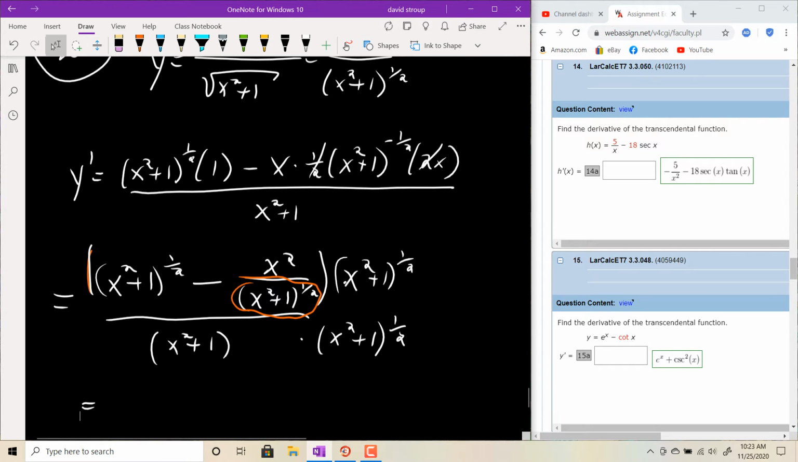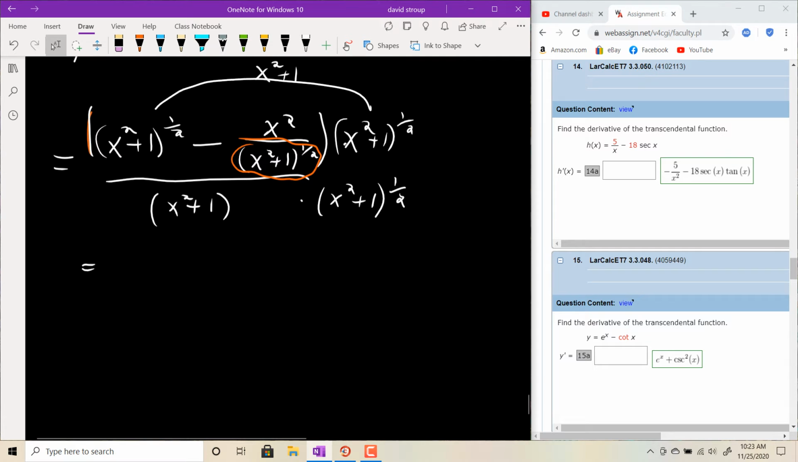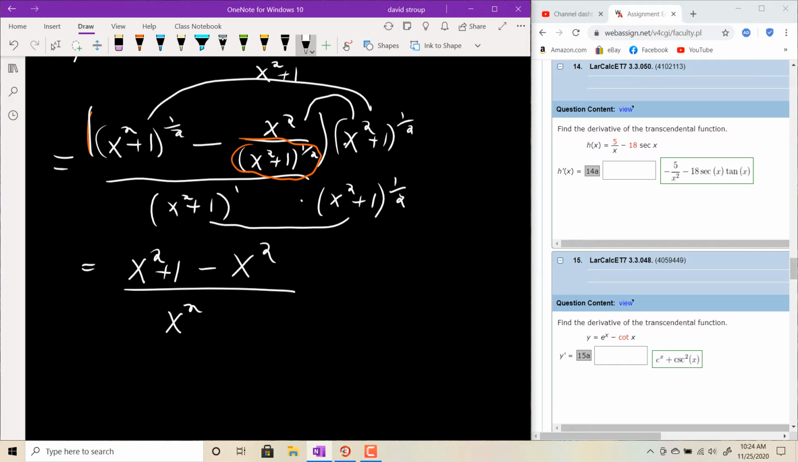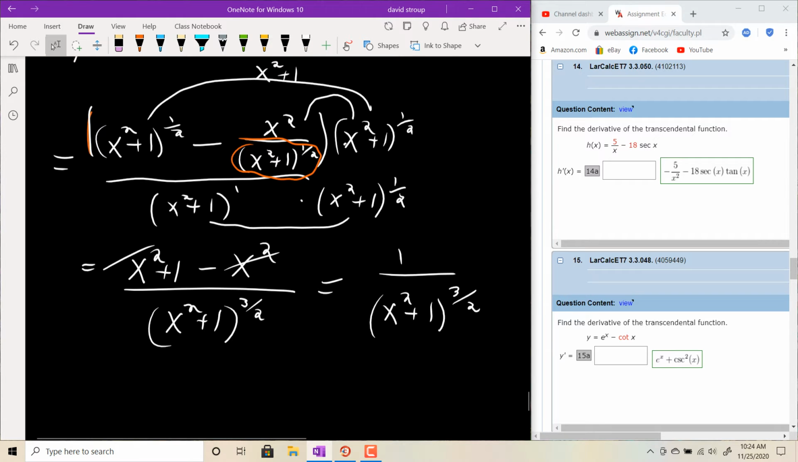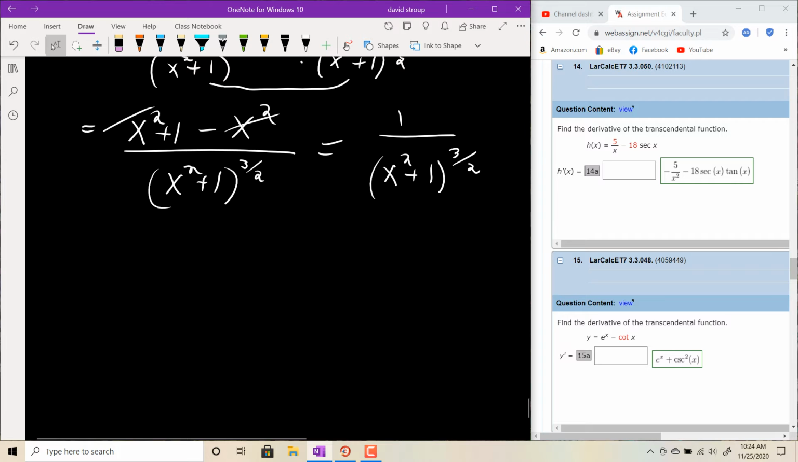And so I distribute in the top. So this times this, the exponents will add to give you 1. So you just get x squared plus 1 to the 1, which is x squared plus 1. This times this, the denominator will cancel, and you just get x squared. And then this times this, you add the exponents, so it'll be x squared plus 1 to the 1 plus 1/2, which is 3/2. And then these guys will cancel, and you get 1 all over x squared plus 1 to the 3/2. Okay. So definitely you'll see something like that. Trig versions of this dilemma.